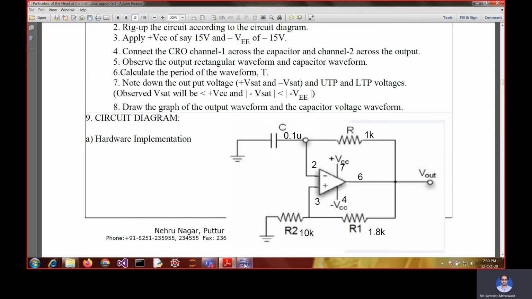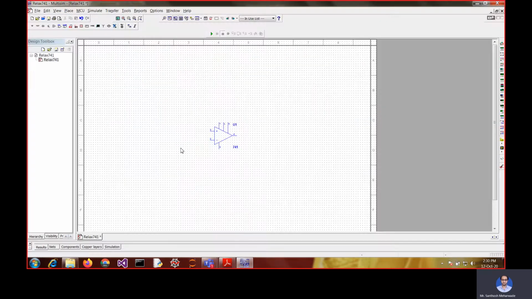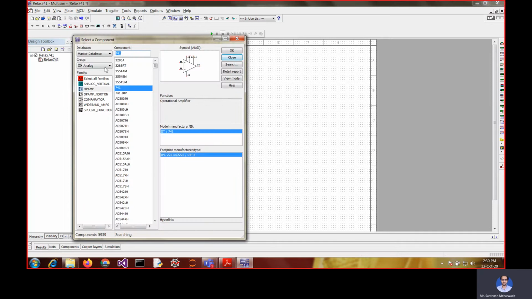So for that, I am going to switch back to Multisim. Again, I will go to Place and click on Place. Now I want to place the potential.